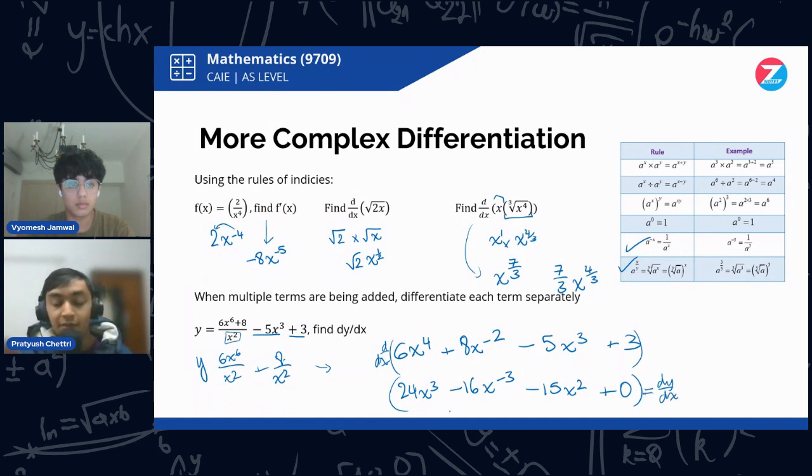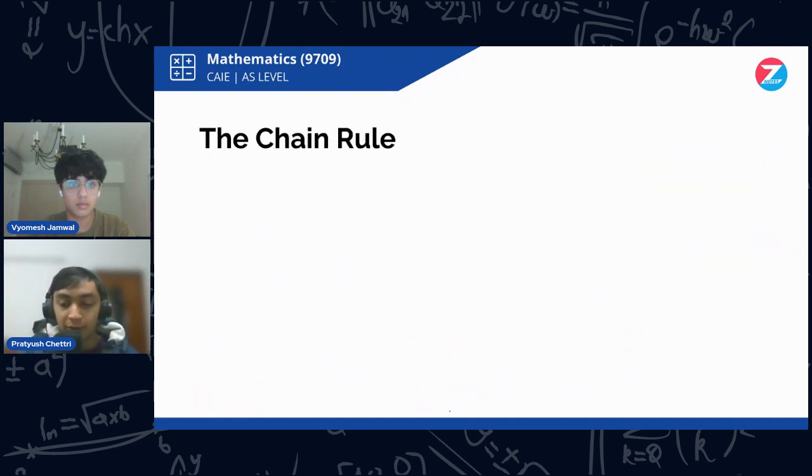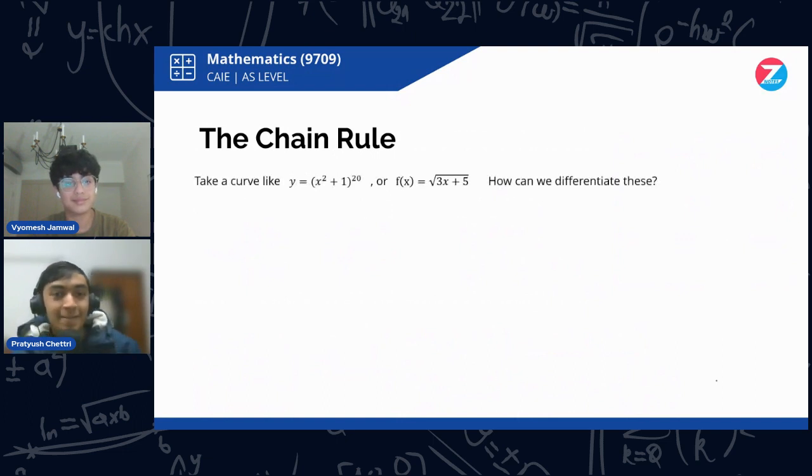Okay, so those are the two rules you need to know. Here's an even cooler rule: the chain rule. So if you take something like y equals x squared plus 1 to the power 20, this one you could open with binomial expansion, right? It would take forever, but you could do it, theoretically. And then you could do it that way.